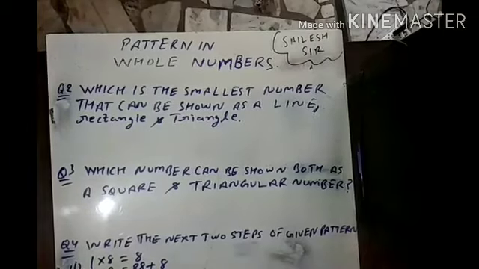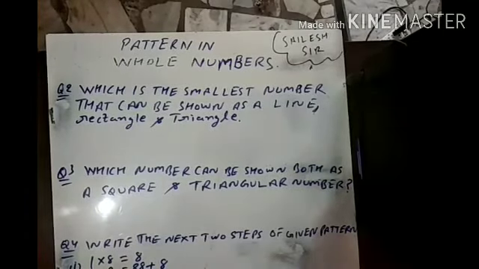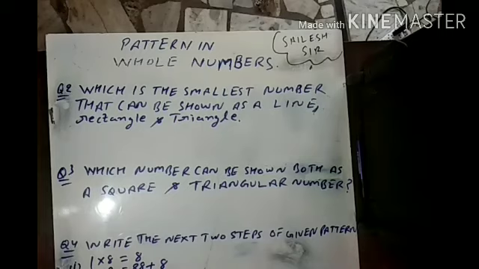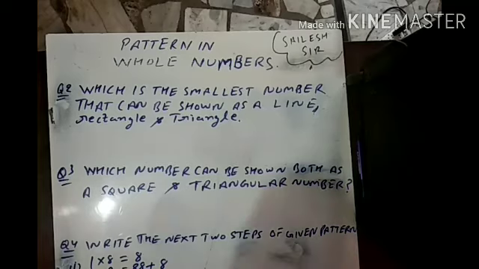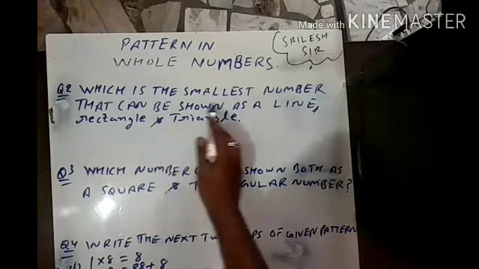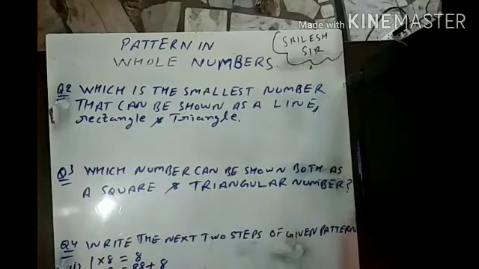Dear student, in this video we will learn the pattern in whole numbers and solve some questions regarding the pattern. In the earlier videos we came to know what general patterns we can make from the whole numbers. Here we deal with two questions. The first question is, which is the smallest number that can be shown as a line, rectangle and triangle?